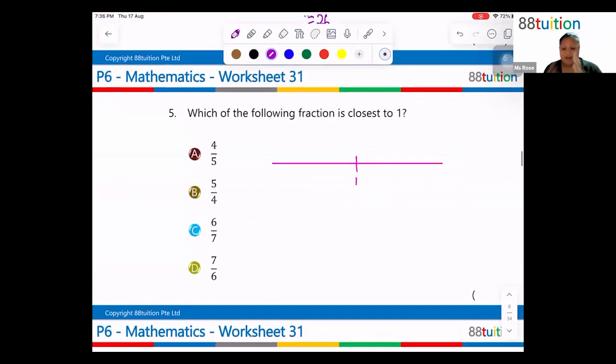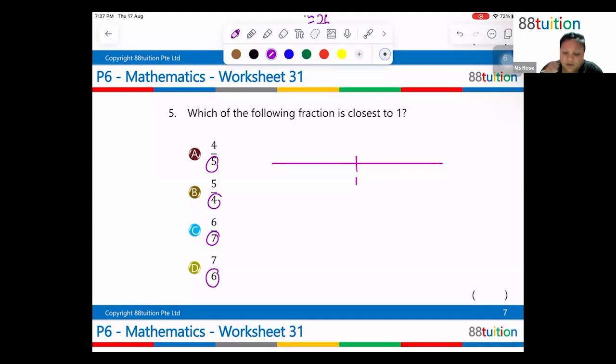Okay, so question number 5. Now, question number 5, you have different fractions. You have 5, 4, 7, and 6. Naturally, when you see this kind of fraction question, what is the first thing that comes to mind and what's the first thing that you want to do? Because you want to find the fraction that's closest, make the denominator the same, right?